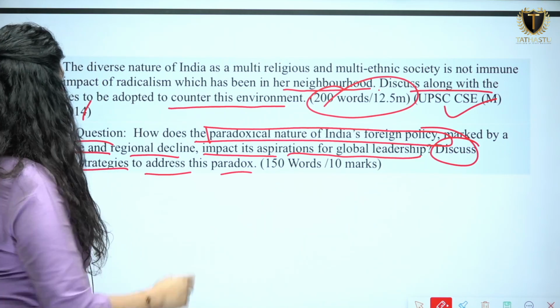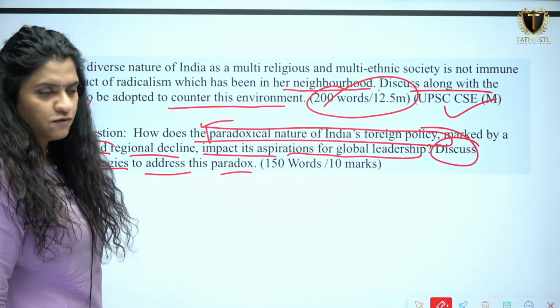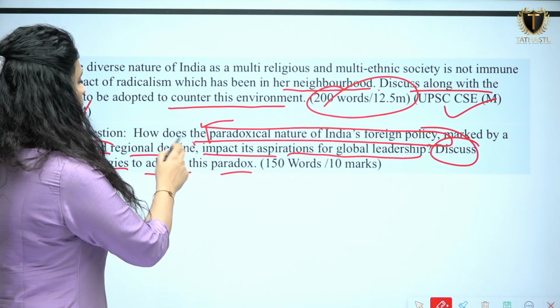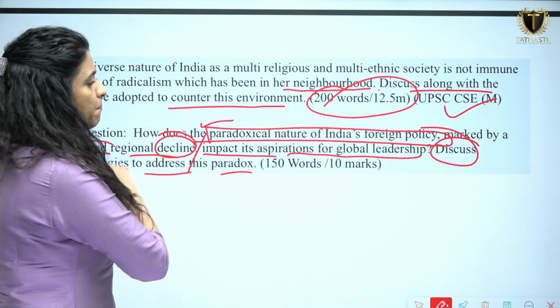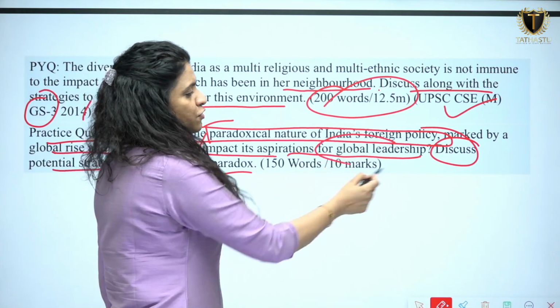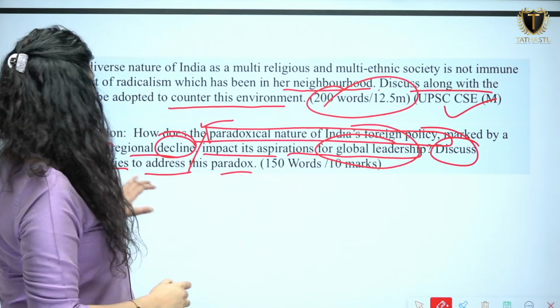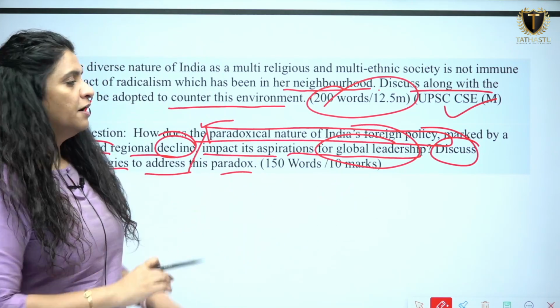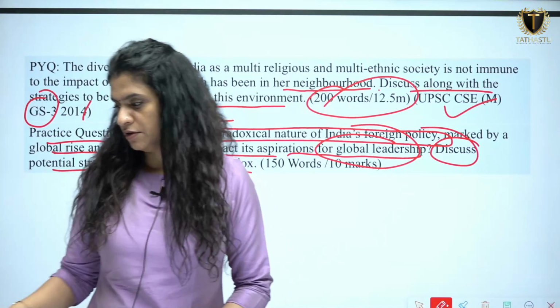So you have to discuss what is the paradoxical nature of India's foreign policy, and you have to discuss the cause of the decline, then further the impact of such a paradox on India's aspiration for global leadership. This has been, let's say, asked in 150 words, 10 marks. So how will you solve it? Let's read that.